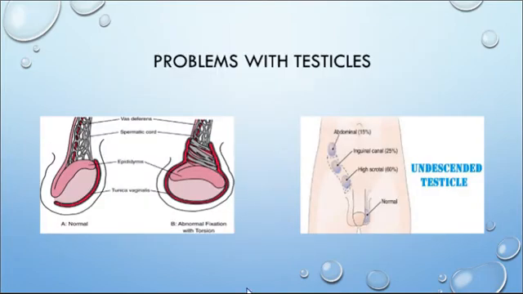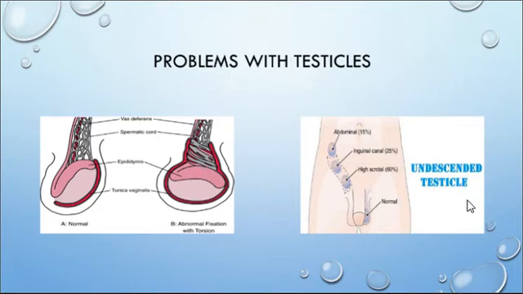Other testicular problems can be, right here, torsion. This is a medical emergency. You see where it's actually twisted inside here. It can happen very suddenly at any age, and it is a medical emergency.